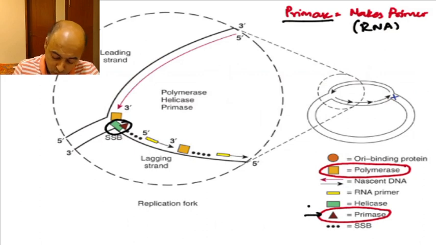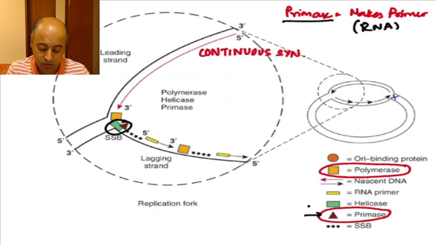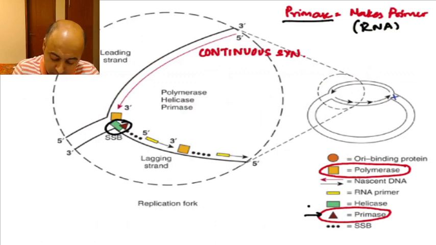Okay. So what we see is two things. On one side, we get the continuous synthesis. On the other side, you can see small fragments are being made. So on the other side we get the discontinuous synthesis.